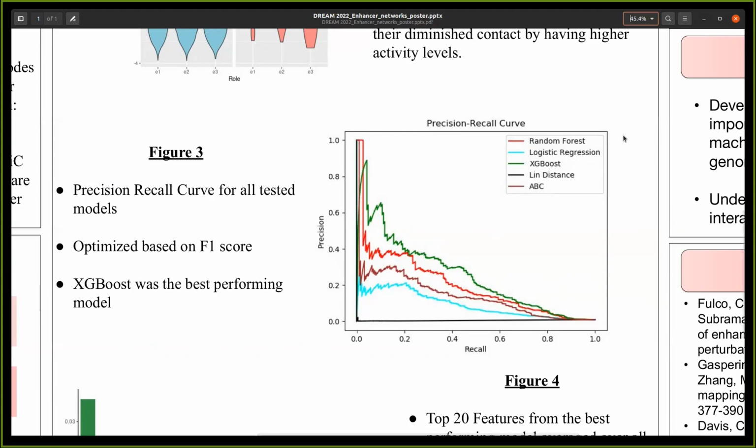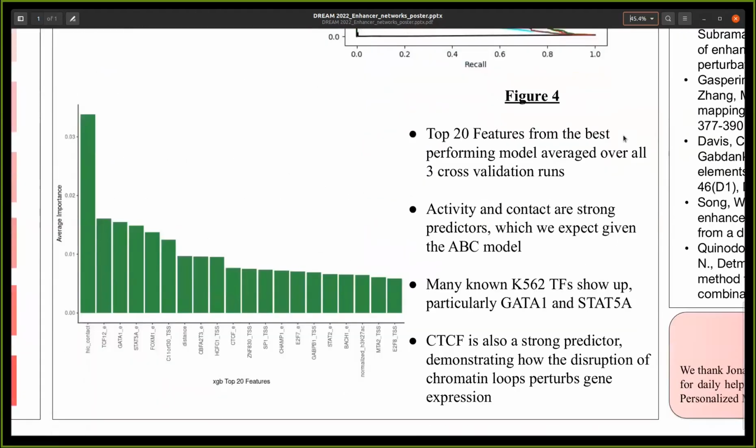So from the best model here, the XGBoost model, we pulled out the top 20 features, and that's shown in this graph here. Obviously, contact and activity are really important features. We already knew that from the ABC model. Some other interesting things here show transcription factors that you might expect in K562, which is the cell line we're working in. GATA1, STAT5A, these are pretty classic K562 transcription factors. Another interesting one was CTCF in the enhancer was an important feature, showing that if you disrupt a chromatin loop, that can, in fact, perturb gene expression.